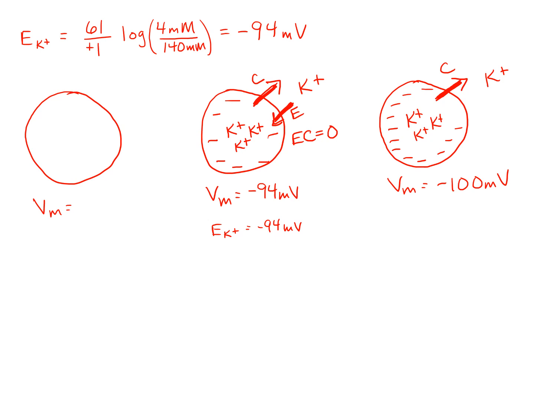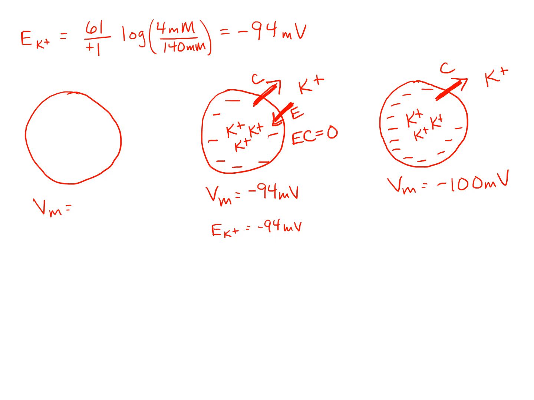But our electrical driving force has changed because we've changed the amount of charges from our membrane potential. So we've got a lot more negative charges inside the cell at minus 100 millivolts than we did at minus 94 millivolts.